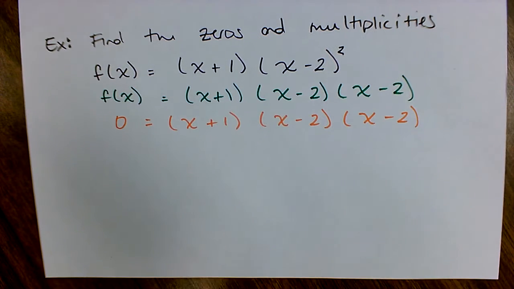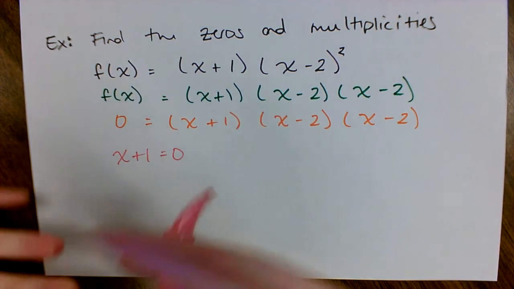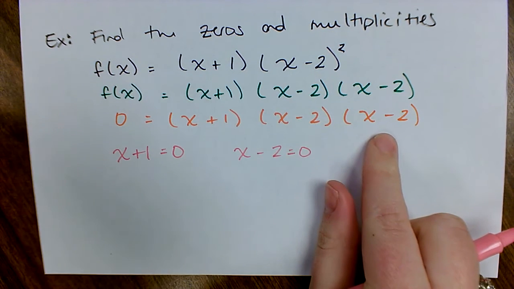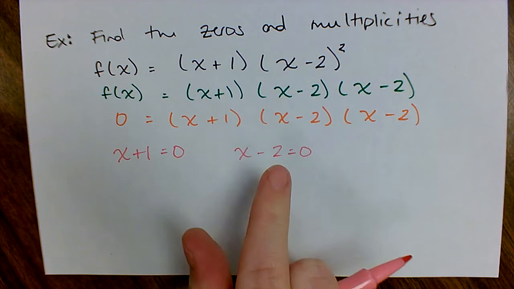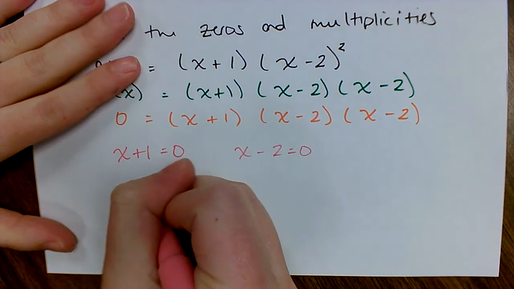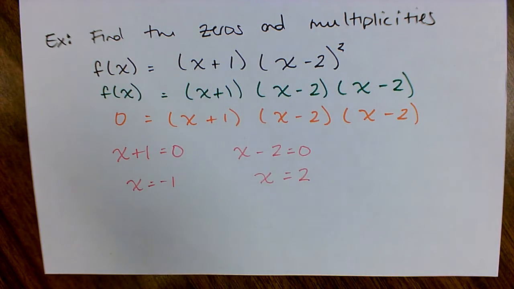And then we set each of these factors, it's already factored for us, we set each of these factors equal to 0. So when I'm doing that, I have x plus 1 equal to 0. And then I have x minus 2 equal to 0. And do I really need to set this one equal to 0 again? No, it's just going to be the same thing as it is here. I just get it more than once. So I just need to solve it once. So solving, we get x equals -1 and x equals 2.